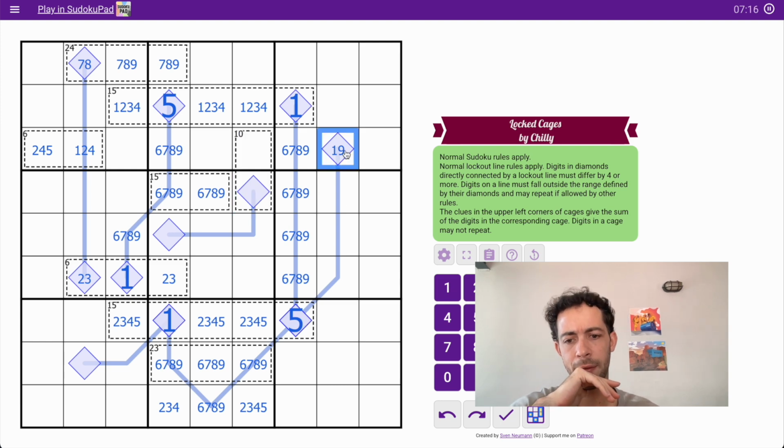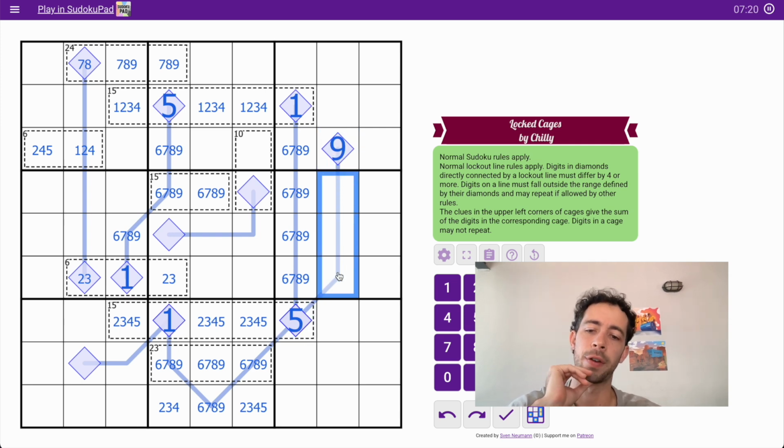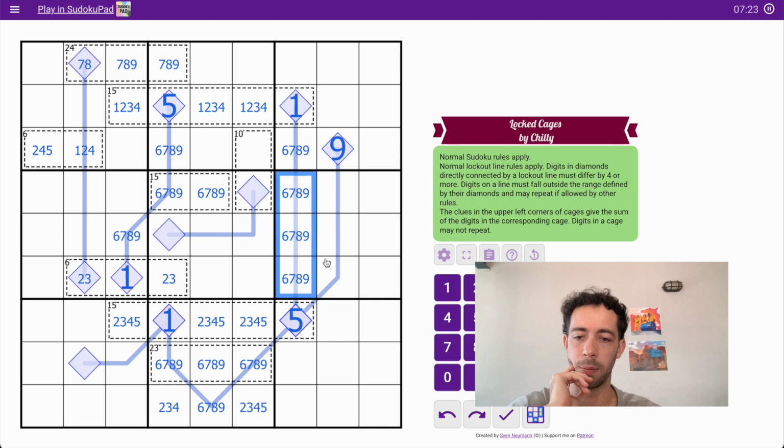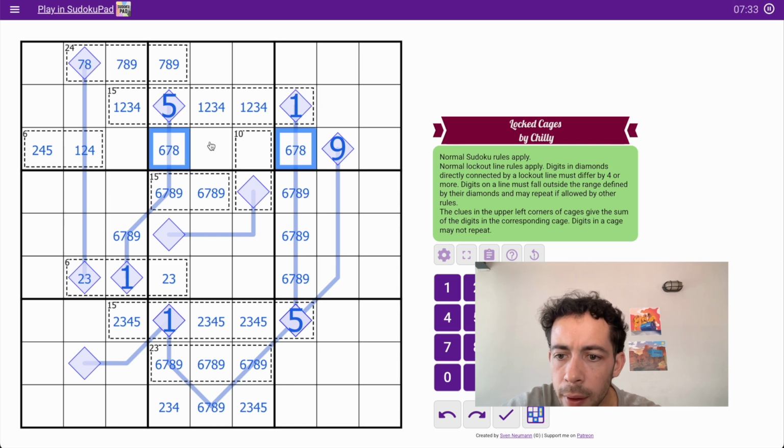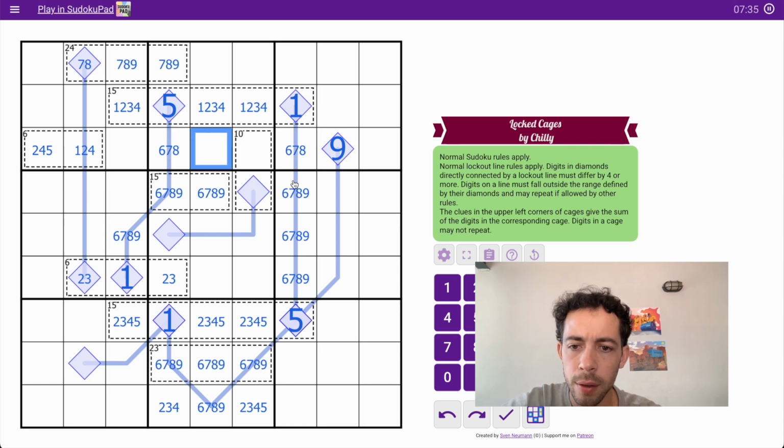Oh, this can't be 5 and 1. That'll have to be a 9. Because if that were 5 and 1, then we would be selecting from 6, 7, 8, and 9. But then we're trying to spread 4 digits over 6 cells, which is obviously a problem. So that is going to be the 9, which means none of those are going to be the 9. So 9 here, 9 here. One of these is a 9. Don't know where. One of those is a 9. It's not very helpful.